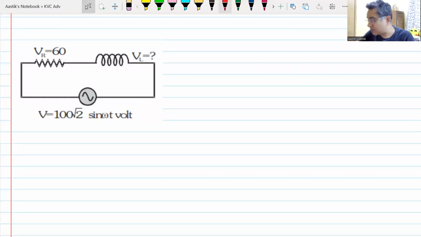V square is equal to VR square plus VL square. That is correct. If you solve this, you will get VL as 80 volt.